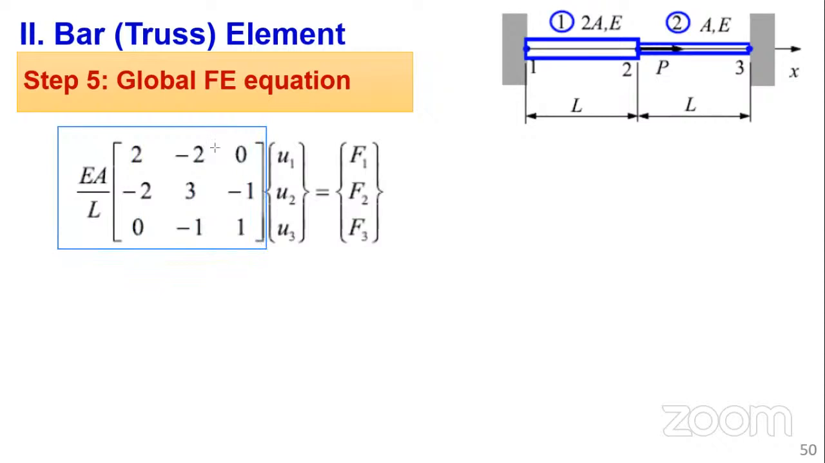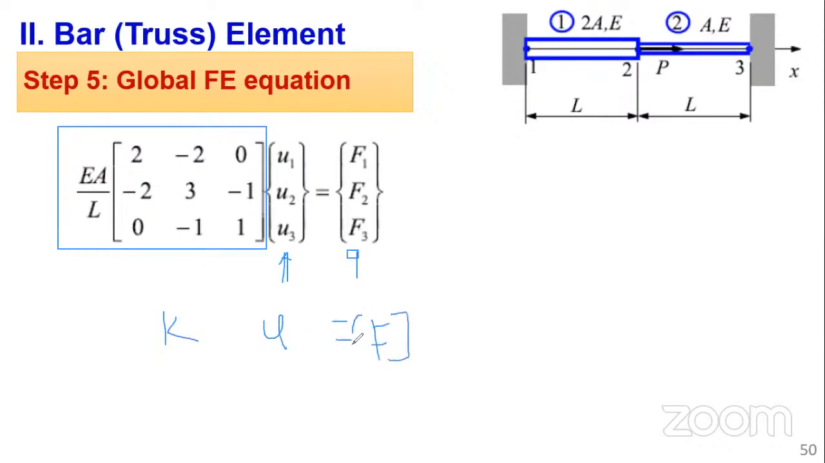This is the K. But now at this stage, we have gone ahead and introduced the displacement vector, and we have also introduced the force vector. So now we have K, we have the displacement, and we have the force vector.